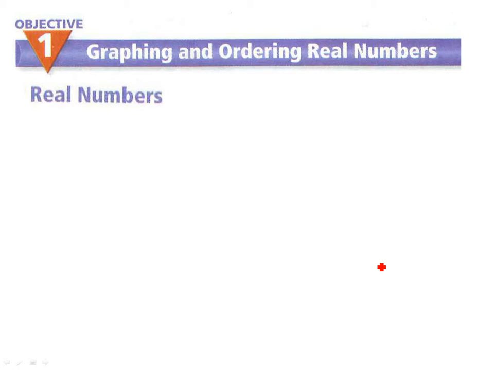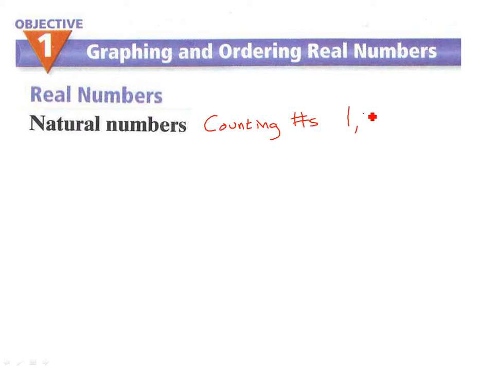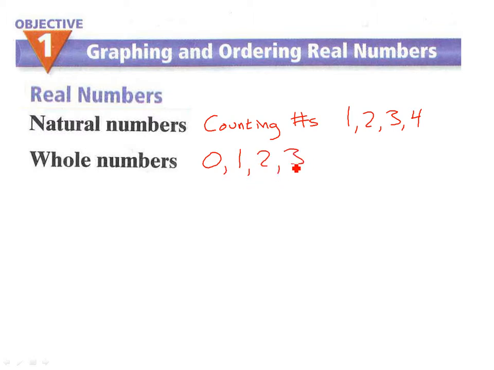But real numbers are really just anything that you can get on a calculator. All the numbers that we typically deal with are broken up into a couple different sets. The first one is natural numbers, otherwise known as our counting numbers, such as 1, 2, 3, positive, no zero. Zero comes in when we talk about our whole numbers. So whole numbers are 0 and then all of our counting numbers, so 0 plus the naturals.